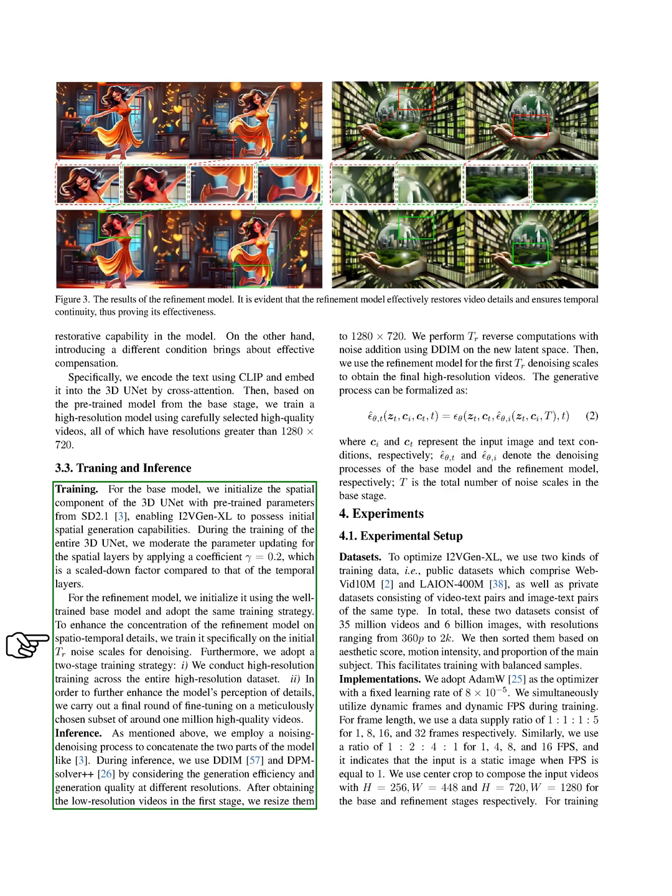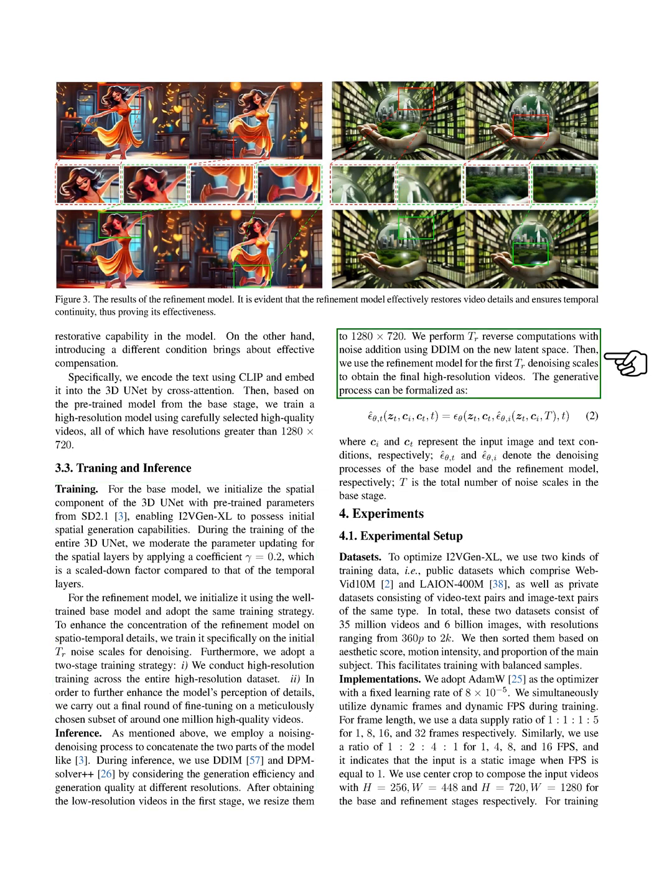During inference, we use a noising-denoising process to link the two parts of the model. We use DDIM and DPM Solver++, considering the generation efficiency and quality at different resolutions. After obtaining the low-resolution videos in the first stage, we resize them to 1280 by 720 pixels. We perform reverse computations with noise addition using DDIM on the new latent space. Then, we use the refinement model for the first denoising scales to obtain the final high-resolution videos.